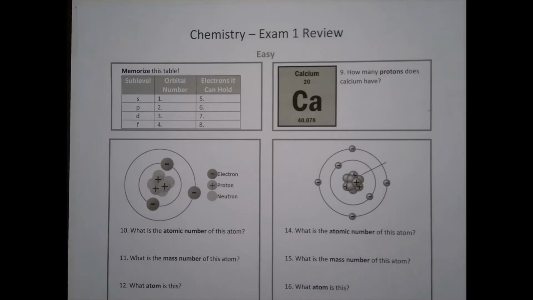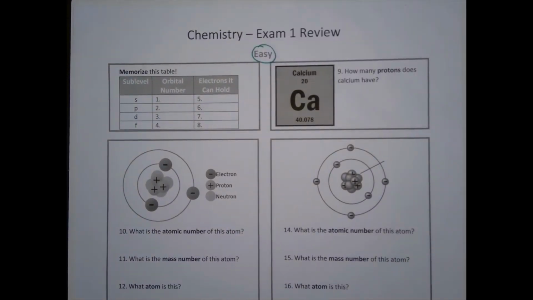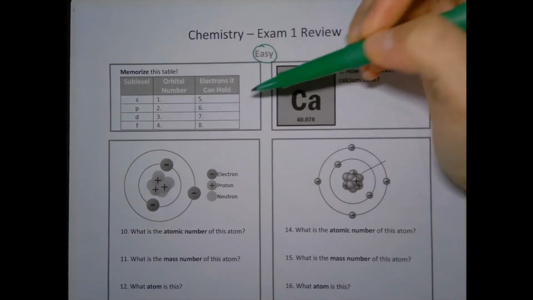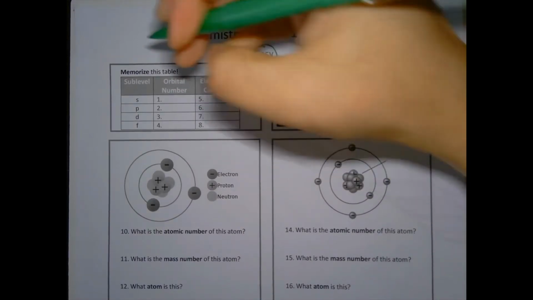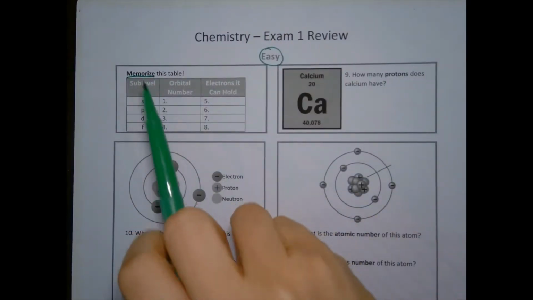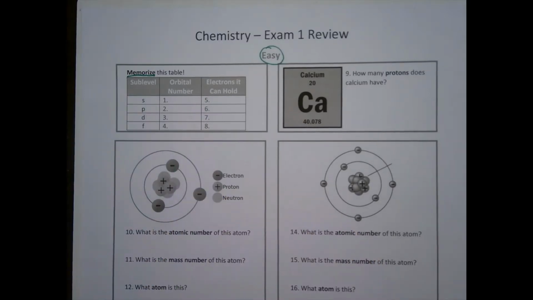Okay, so this is part 1 of our review. It is the easy part, so I'm going to be writing with green. Ooh, okay. This first table, what you have to do to be successful on the test is memorize it. Put it in your brain, practice with a friend, ask yourselves about each one of these. So I'm going to fill them in real quick.